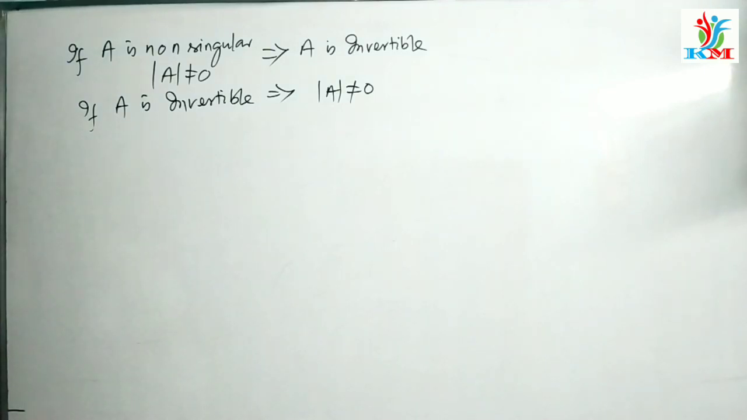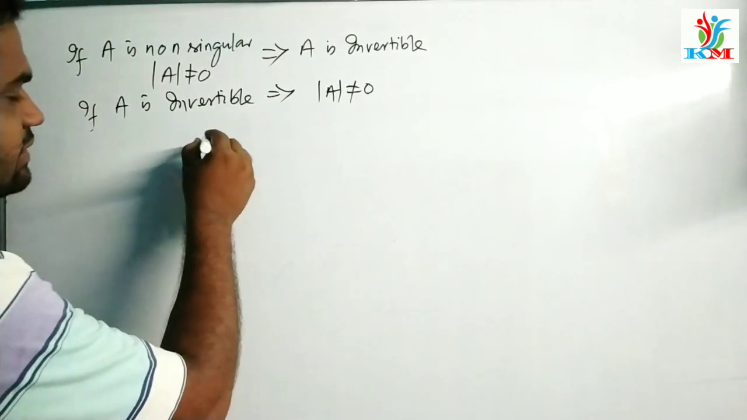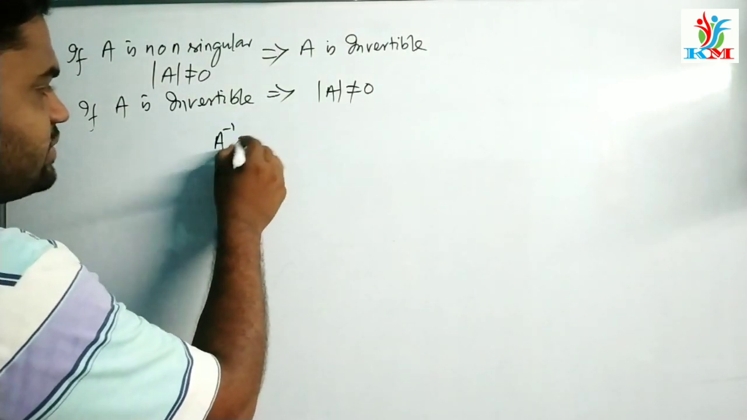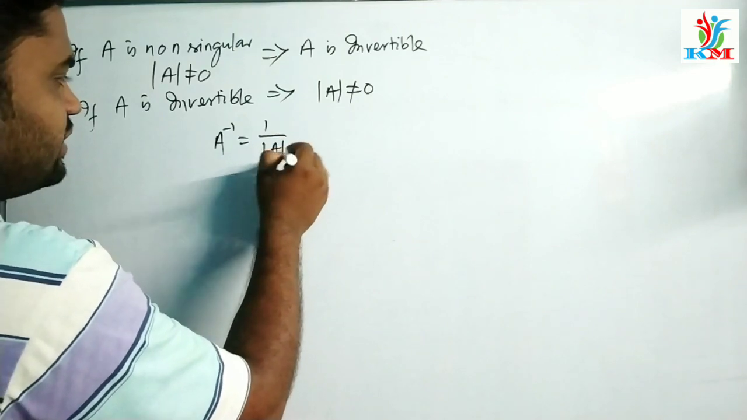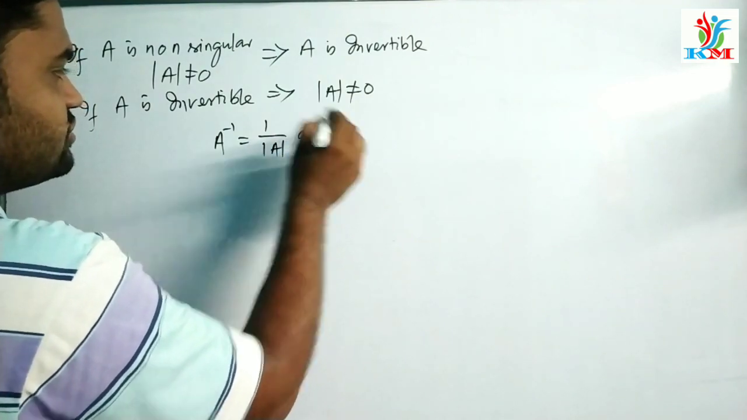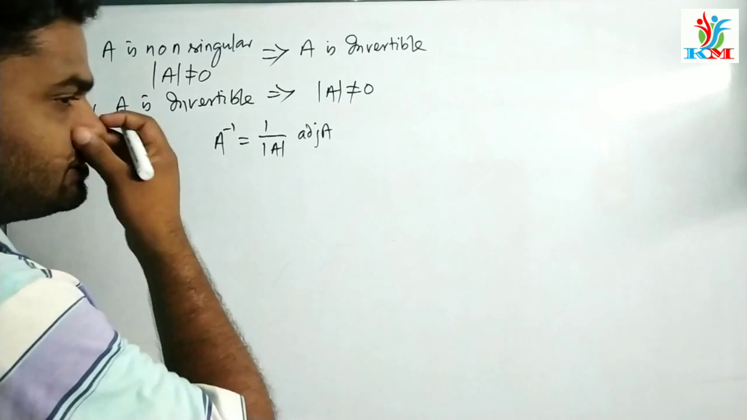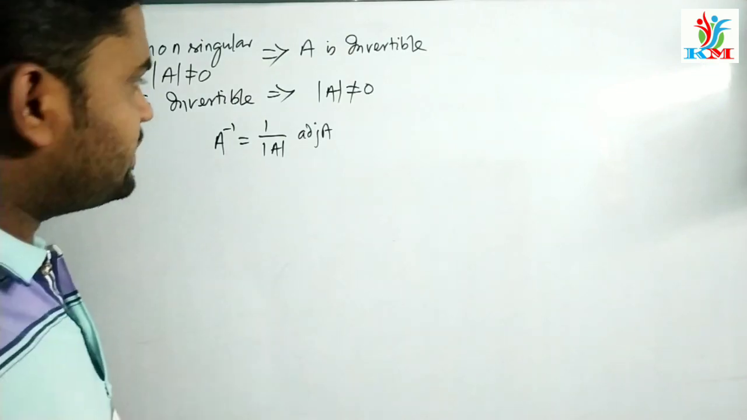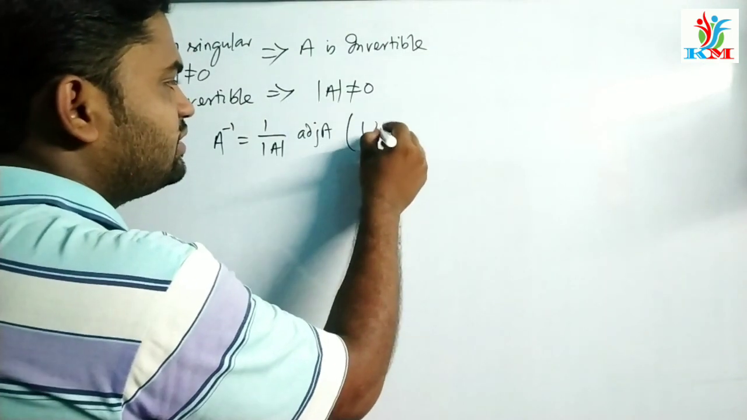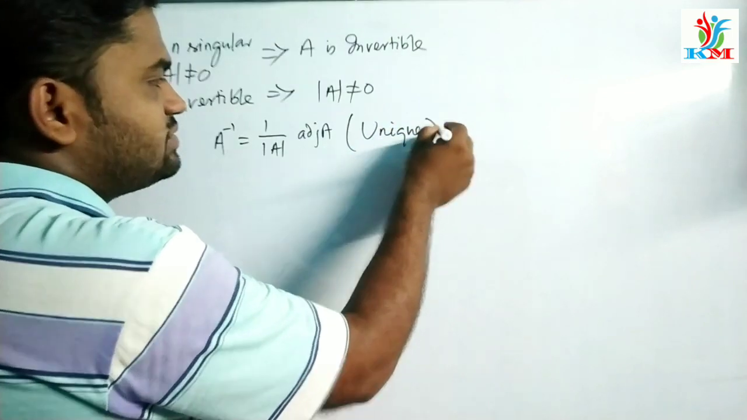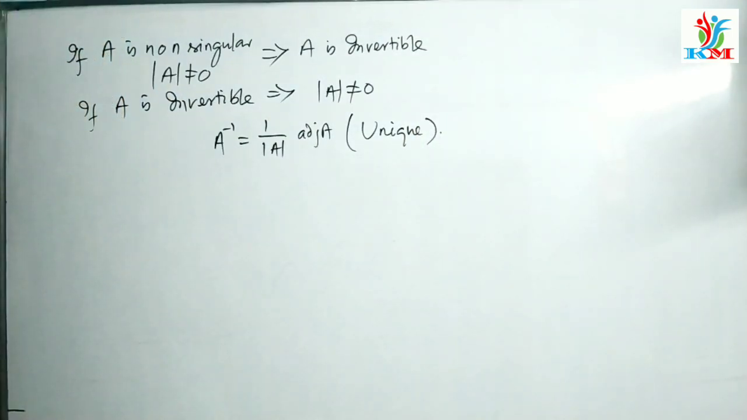That means if a matrix is non-singular, then that matrix is invertible, and if a matrix is invertible, then it must be non-singular. And we already discussed another formula: A inverse is equal to 1 by determinant of A into adjoint matrix of A. And as we know, if the inverse of a matrix exists, then it must be unique.